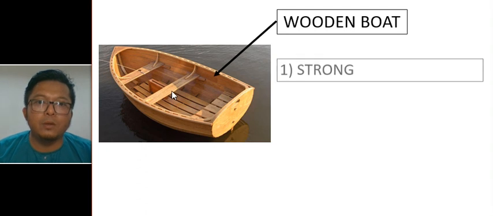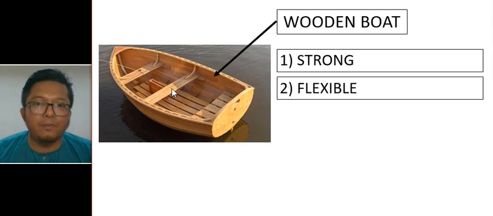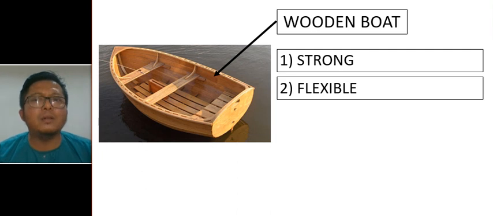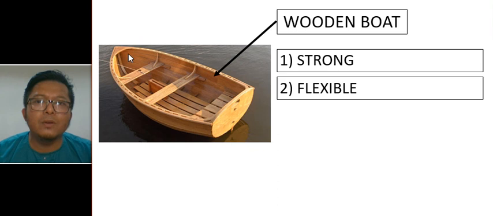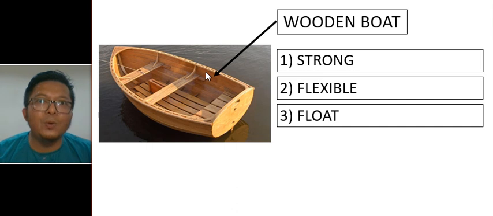Now, how about boat? Why do you use wood for boat? Small boats. I'm not talking about big boats, smaller boats. Wooden boat. Because wood is strong and flexible. A little flexible. Not so flexible, but it's flexible enough so you can make bends like this one. Floats in water. That's very important. Boat wood floats in water.